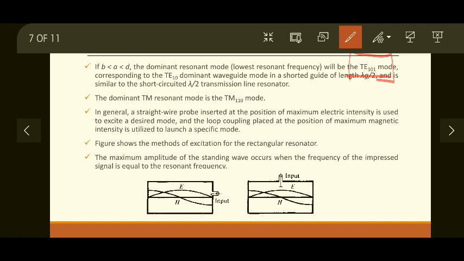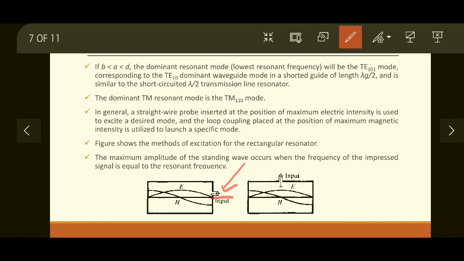So the dominant TM resonant mode for a rectangular cavity is the TM110 mode. In general, how to excite or insert a signal for this particular cavity: simply insert a straight wire probe at the position of maximum electric intensity in order to obtain a desired mode, as you can see in this diagram. Here we have inserted a signal probe.